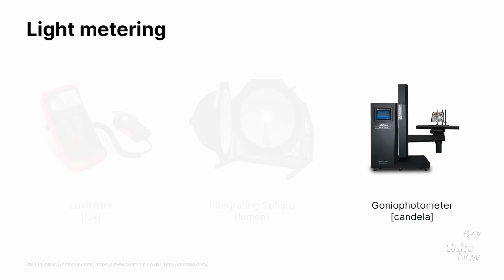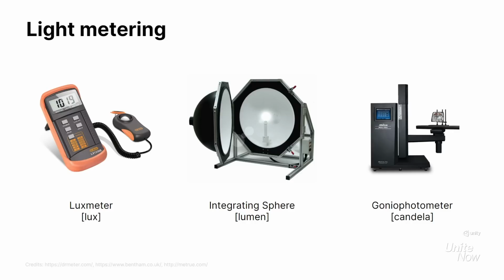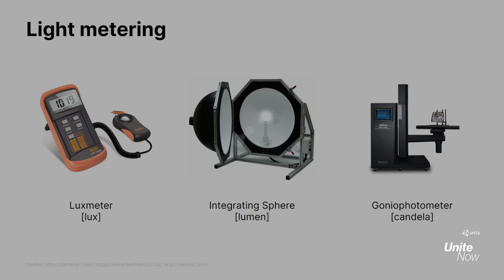Then finally, we have the gonio-photometer, which is able to calculate the intensity coming from any angle around the light source. This is usually used to measure lights that have reflectors to focus the light in particular directions, like headlights and spotlights. If you're familiar with architectural rendering, this is how IES profiles are generated. The unit for it is candela. Unity supports it too. It's great for spotlights, for instance.